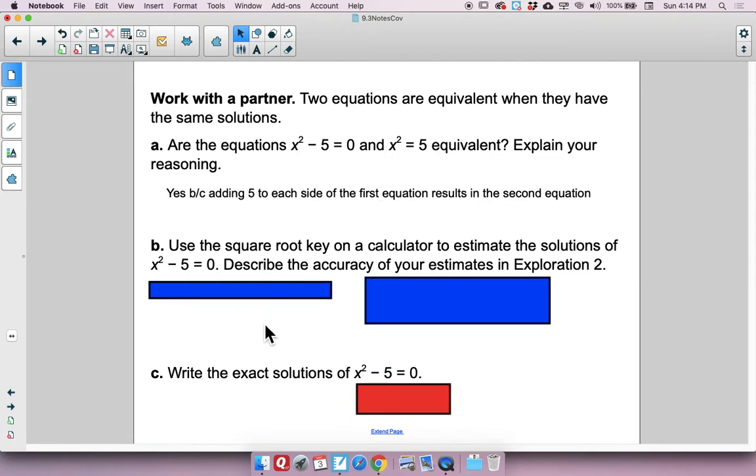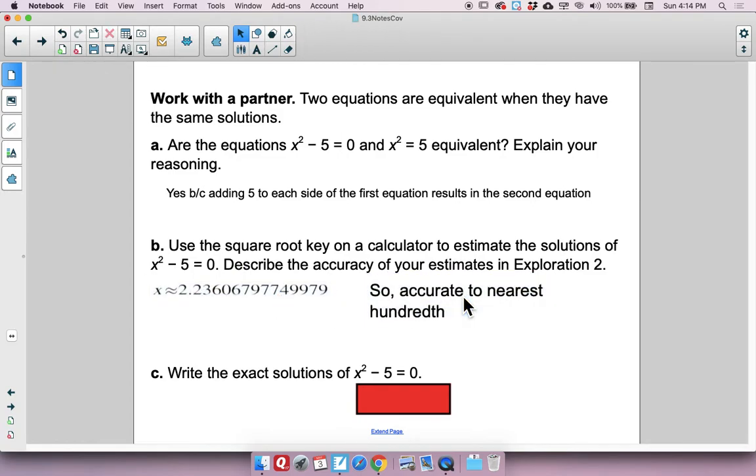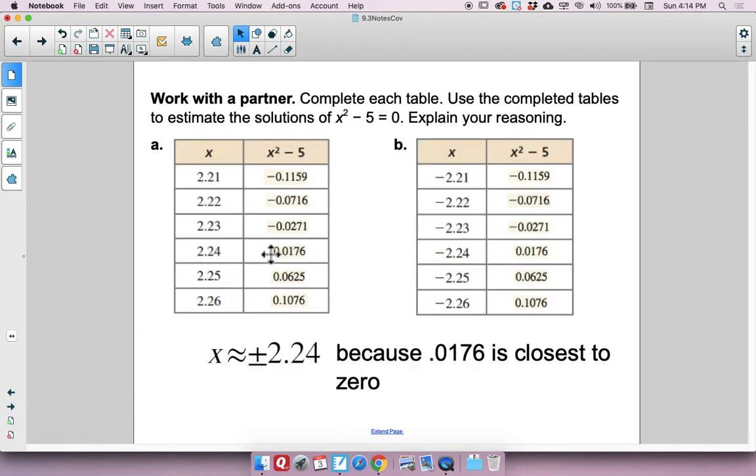Okay, B, use the square root key on a calculator to estimate the solutions of x squared minus 5 equals 0. So in other words, what you're going to do is add 5 and take the square root of both sides, right? Because if x squared is equal to 5, then shouldn't their square roots also be equal? And when you do that, notice what we got. We got approximately 2.23.